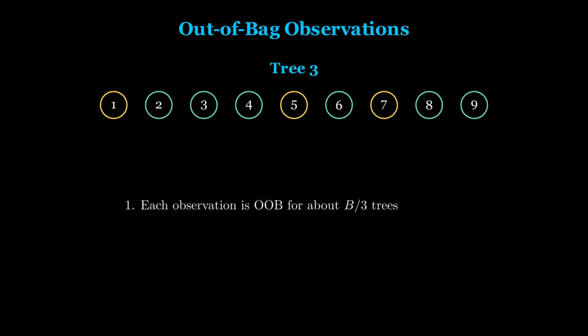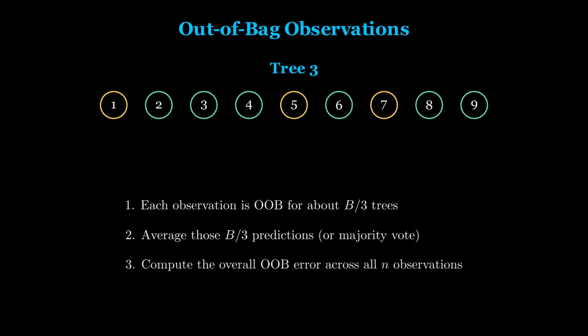This gives us around B over 3 predictions for any given observation, each made by a tree that never saw that observation during training. We average those predictions, or take a majority vote for classification, to obtain an overall prediction for each of the n observations. From there, we calculate an overall out-of-bag error to assess model fit.